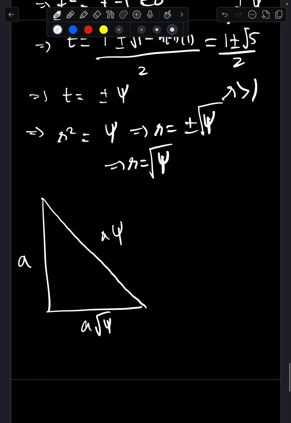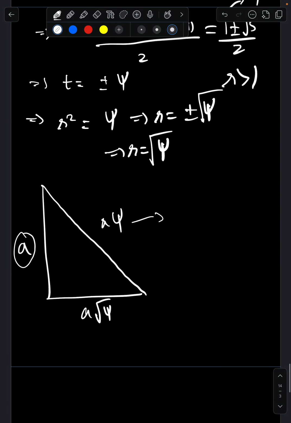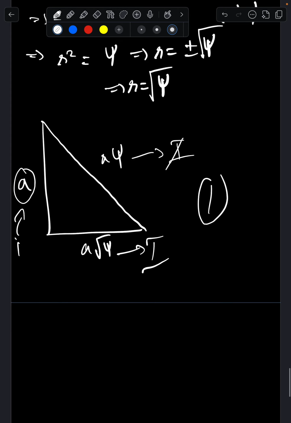So now if A is an integer, then this is not an integer. What did it say? Okay. If A is an integer, then this is not an integer, and this is also not an integer. So there's one integer, right?